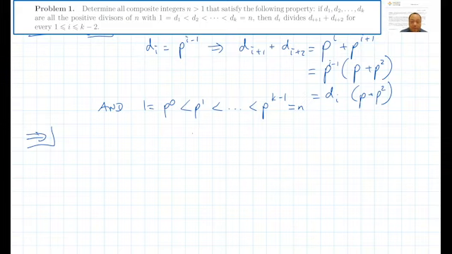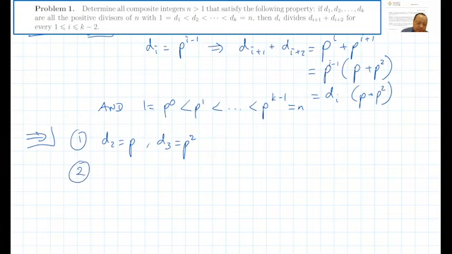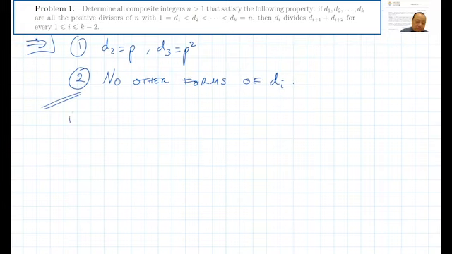The necessary condition is the harder part. I'm going to do it in 2 steps. Step 1 is that d_2 is equal to P, d_3 is equal to P squared. And step 2, I'm going to prove that there are no other forms of d_i. Right, so step 1. d_2 is the smallest proper divisor, so it has to be a prime.